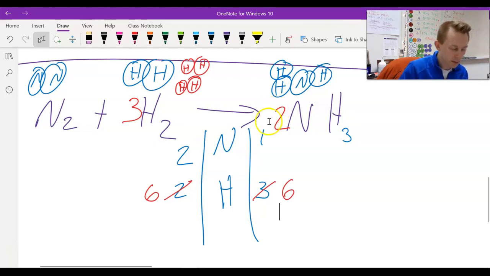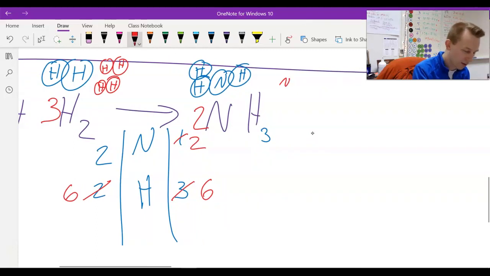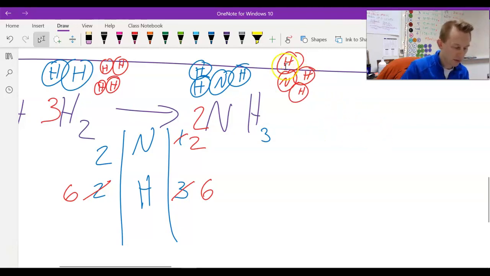Now, one thing we have to be careful about is I also just switched my number of nitrogens, because this 2 applies to everything here. So 2 times the 1 nitrogen, that gets me 2 total nitrogens. Now if you're having a hard time visualizing this, this is how we would have drawn this. It's a particle diagram. Sometimes it's just a little bit more visual this way. 2 total molecules, and each one has NH3. So 2 nitrogens and 6 hydrogens.